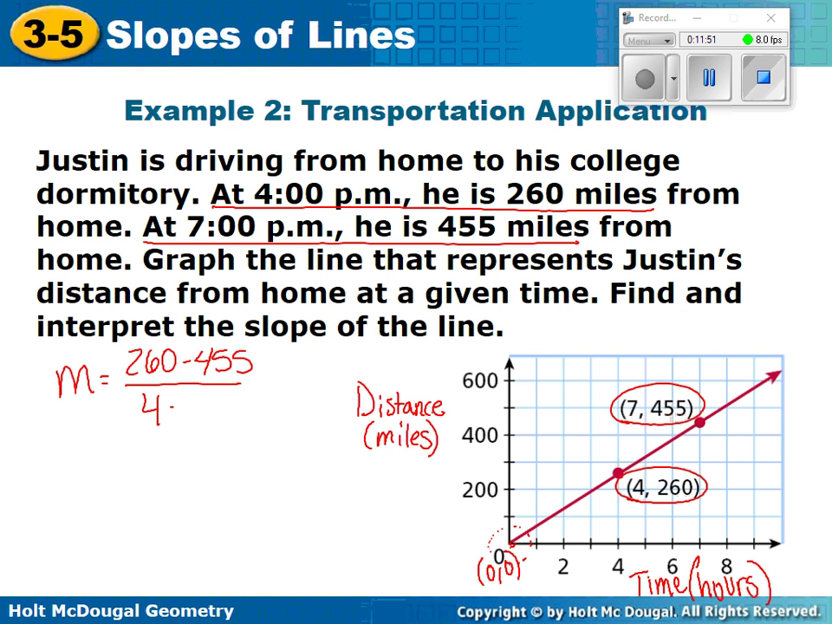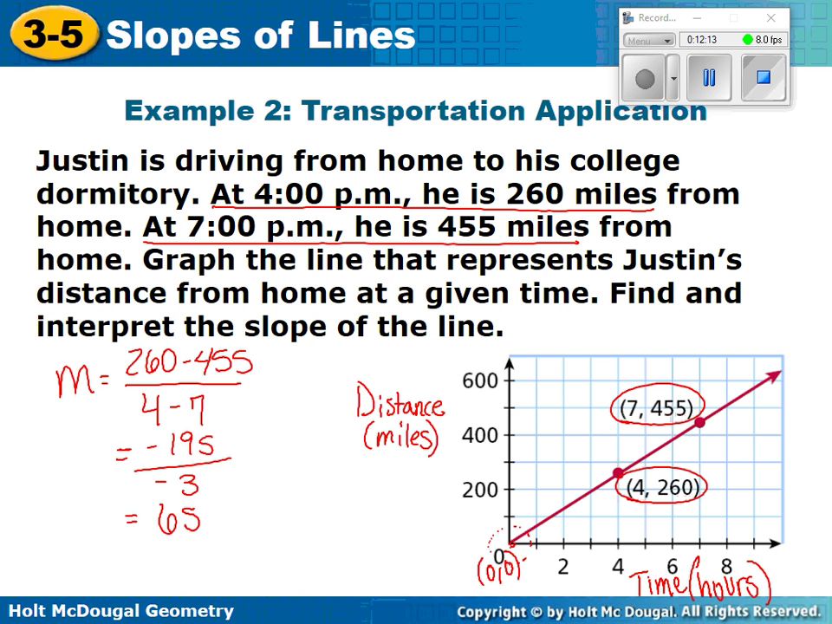All right, we can work with negatives. What is 260 minus 455? Negative 195. What's going to be on the bottom? And what is negative divided by negative? Positive. And how many times does 3 go into 195? Perfect. You guys are all amazing. So we get 65 for our slope.